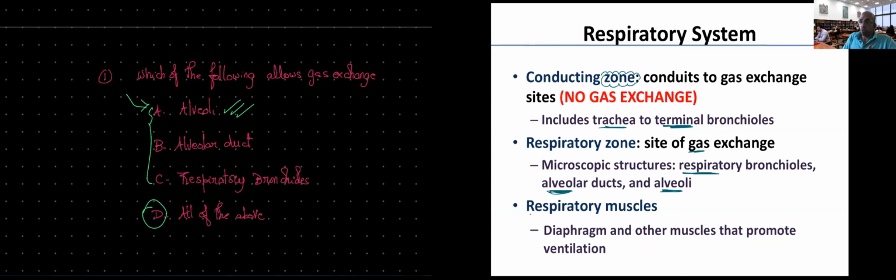Other than the conducting zone and the respiratory zone, we've got the respiratory muscles, and this includes the diaphragm and other muscles that will allow the ventilation, like my intercostal muscles, external and internal intercostal muscles. Abdominal muscles also aid in forced expiration. So in order to allow ventilation to take place, we're in need of multiple respiratory muscles. The most prominent respiratory muscle is the diaphragm.